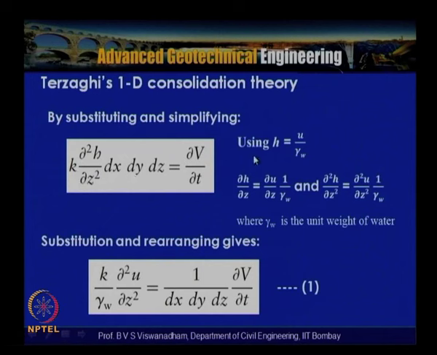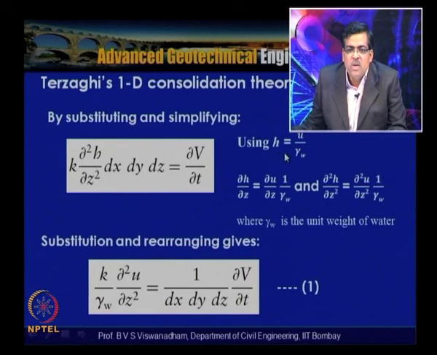Using h is equal to u by gamma w, we can differentiate this partially: dou h by dou z is equal to dou u by dou z into 1 by gamma w, where gamma w is the unit weight of water. Differentiating once again, dou square h by dou z square is equal to dou square u by dou z square into 1 by gamma w. Substituting for dou square h by dou z square, it becomes k by gamma w into dou square u by dou z square, and if you bring the volume term here, it is equal to 1 by dx dy dz into dv by dt.